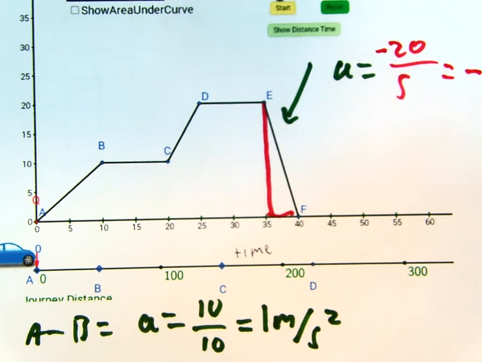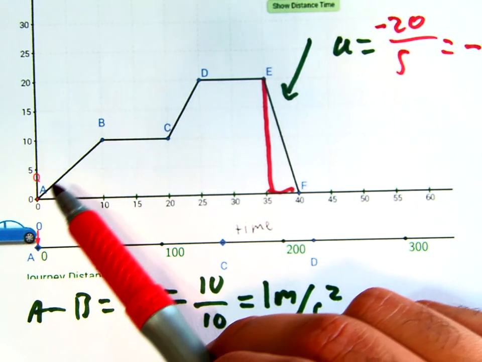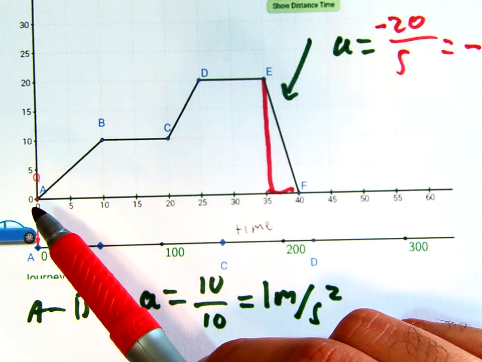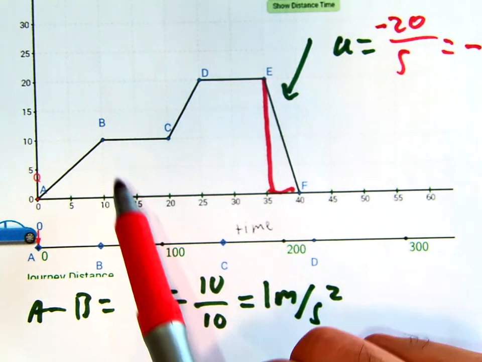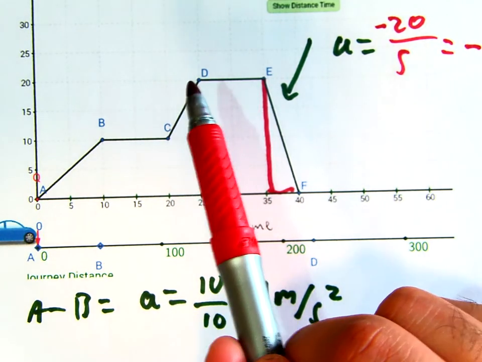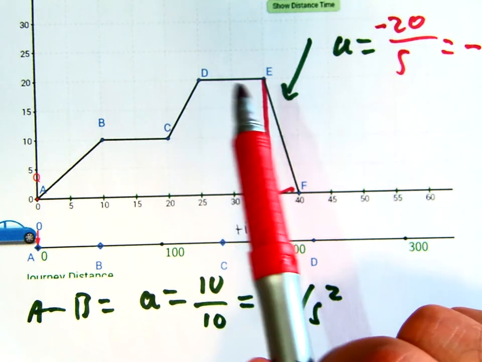What about interpretation? What's happening here? Well, if I were to ask you what's happening here, you would say he started at a speed of 0 and he accelerated uniformly to a speed of 10. What's happening from B to C? He stays at a speed of 10. What's happening from D to E? Well, he just stays at a constant speed of 20. In other words, no acceleration.